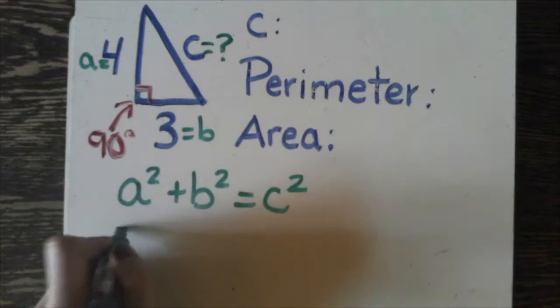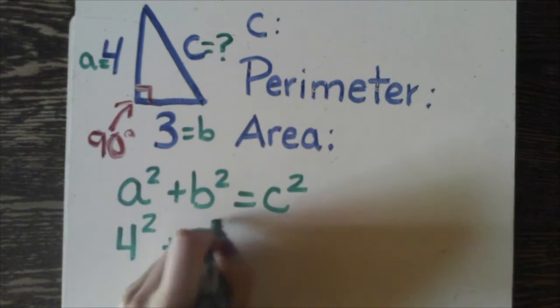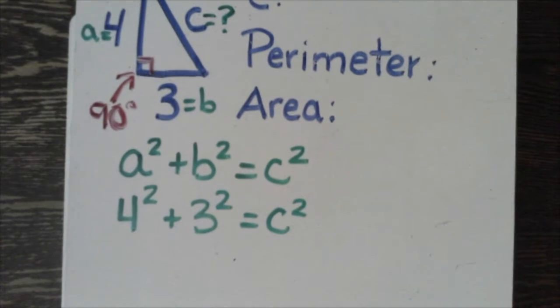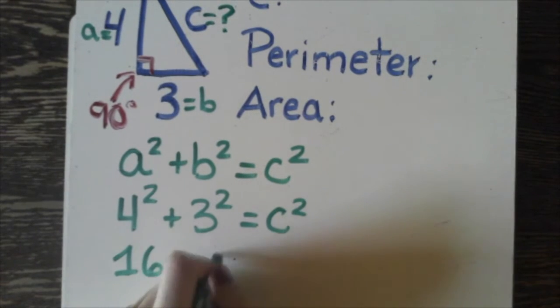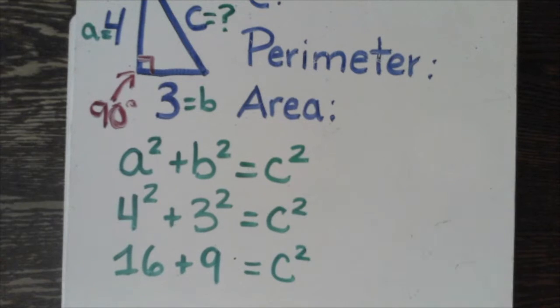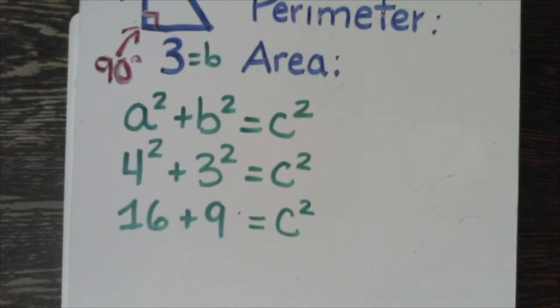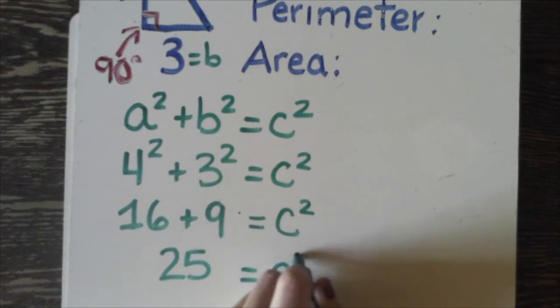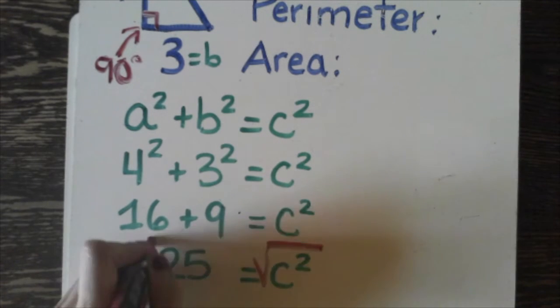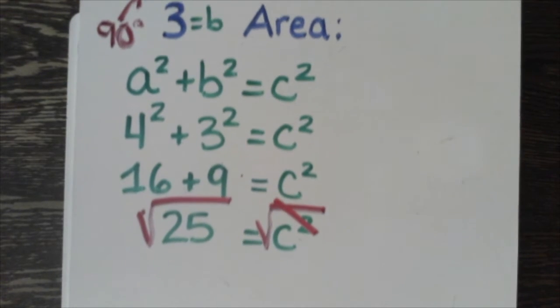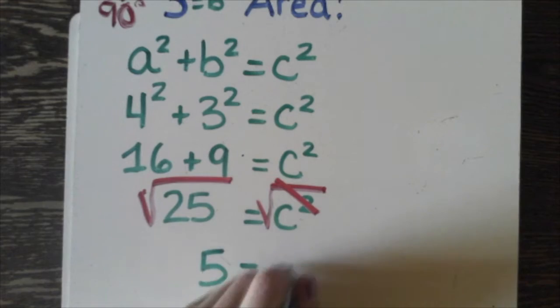For the Pythagorean theorem, A is 4 and B is 3, or the other way around, you could say A is 3 and B is 4. 4 squared plus 3 squared equals c squared. 4 squared is 16, 3 squared is 9, and c squared comes down. Now I have 25, 16 plus 9, 25, is equal to c squared.